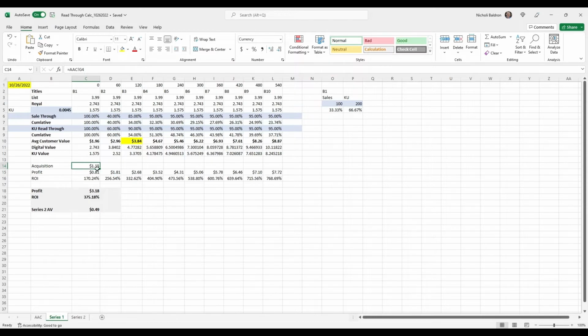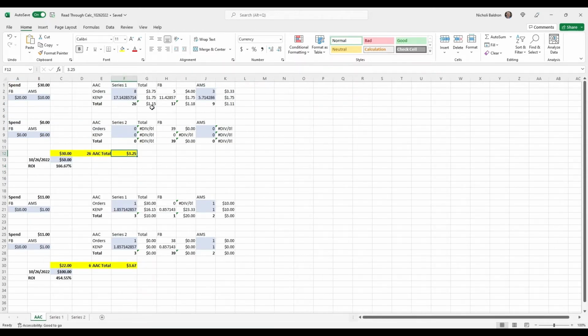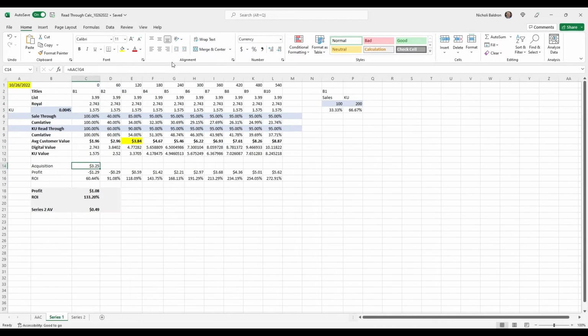And so series 1 is pulling the acquisition from the actual series tab, which would be up here. And so for here, I'm going to override that as well, which now gives us $3.25. So with your acquisition cost, you can now run models to determine what your ROI would be given however much you spend. So starting in the top corner, this is a date field.